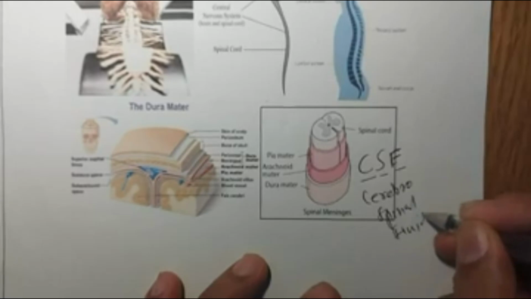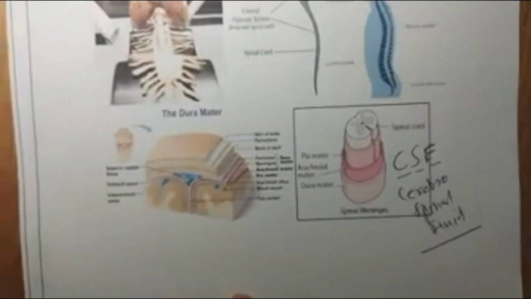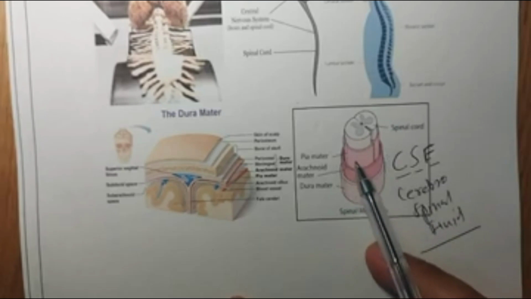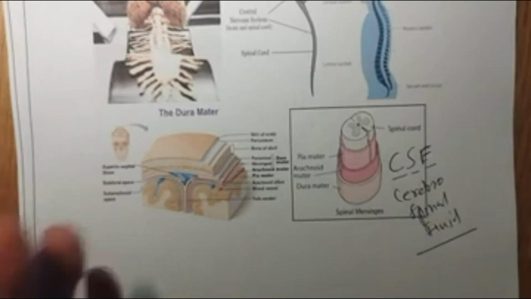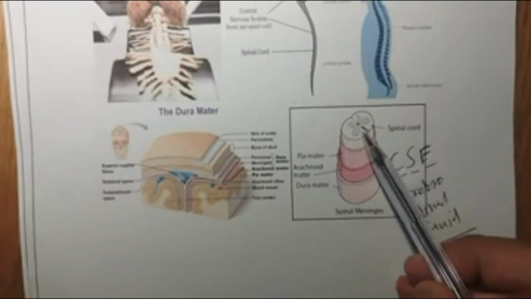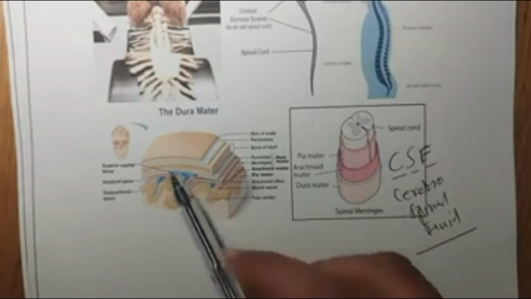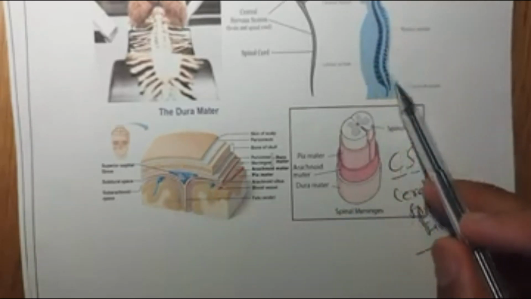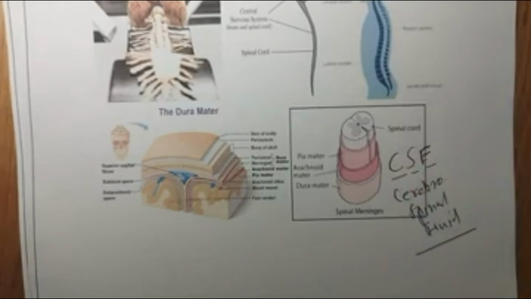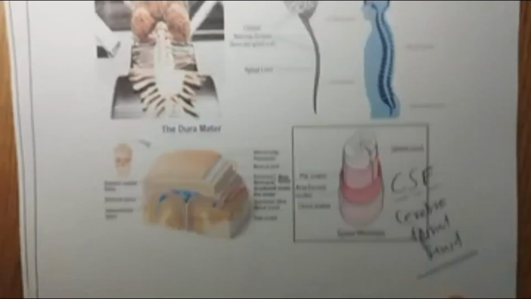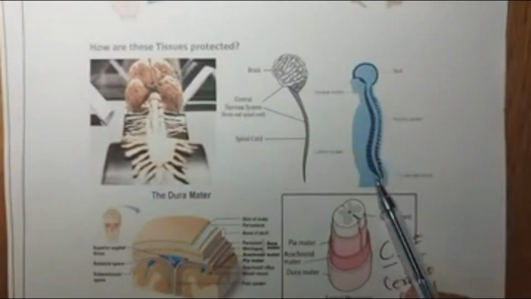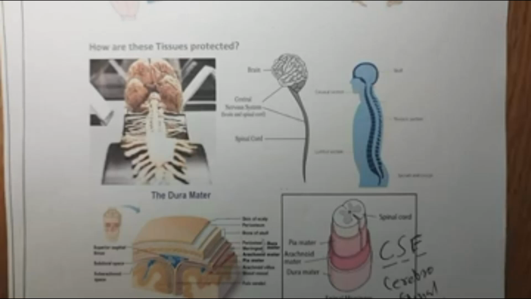This CSF, along with these membranes, forms a fluid filled balloon that lies between the spinal cord, brain, and the bony structures outside. So it's a fluid filled balloon. It protects the central nervous system from shocks. So it acts as a shock absorber. That's how the skull and vertebral column help the brain and spinal cord.